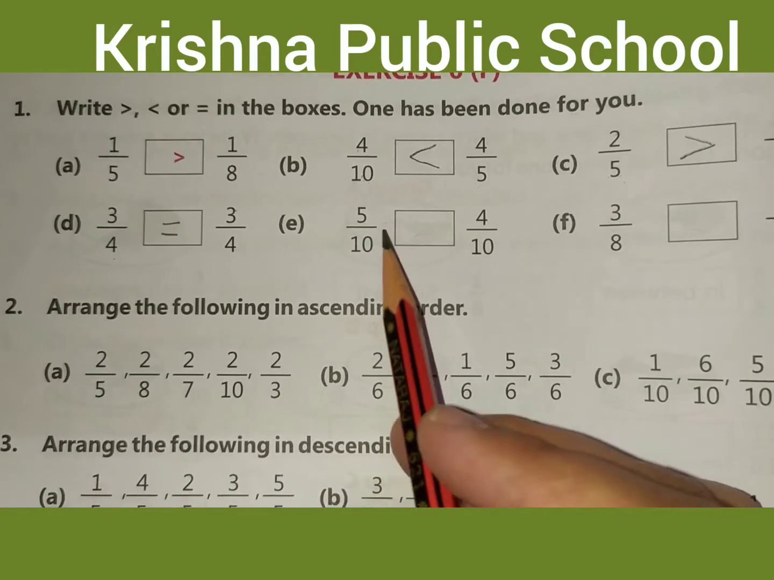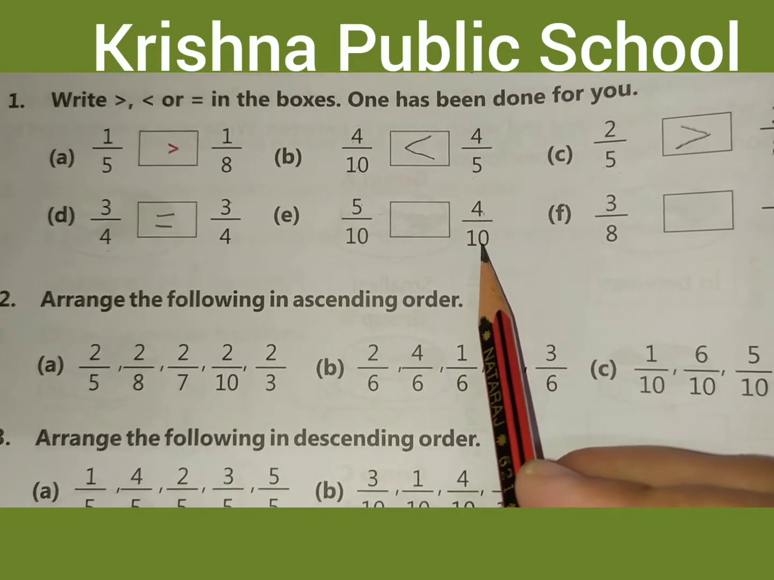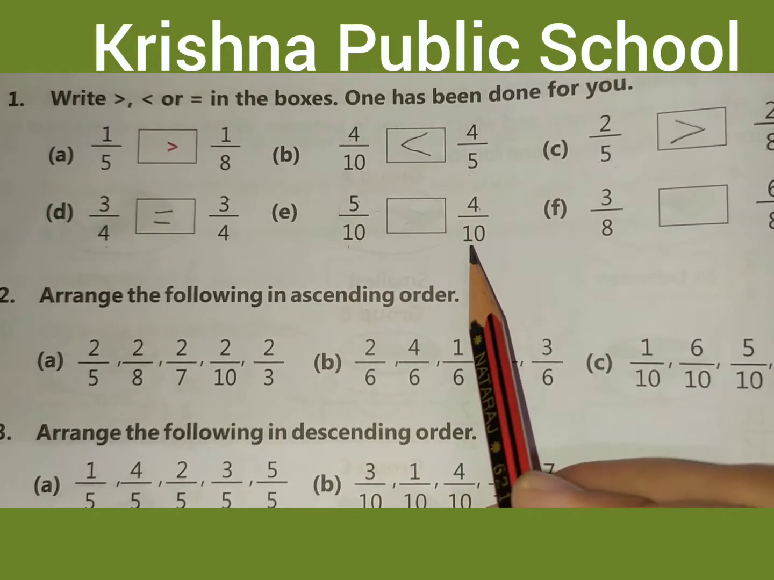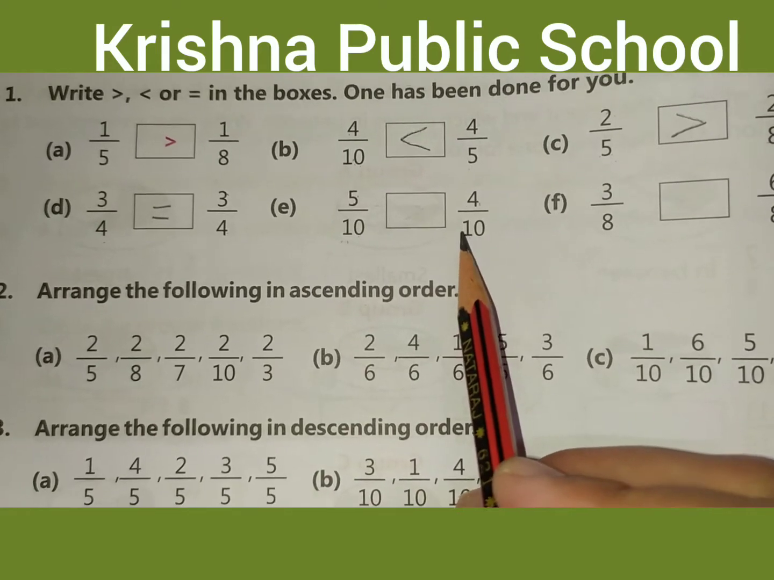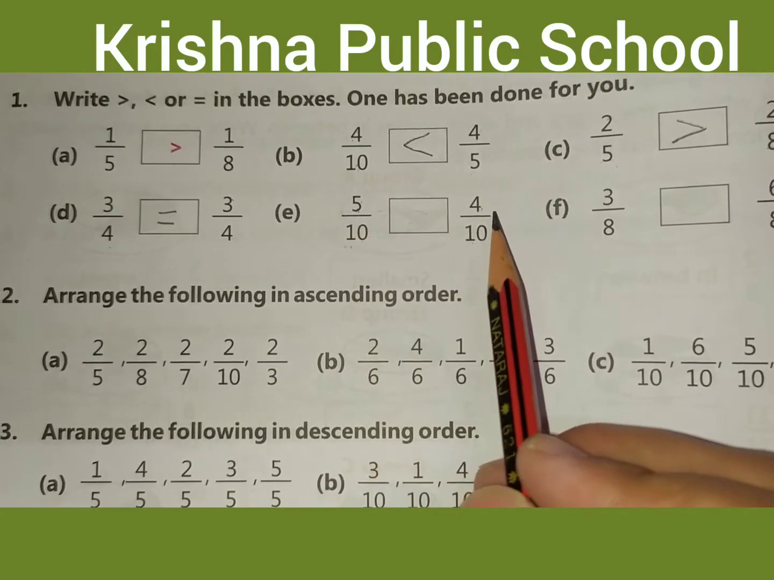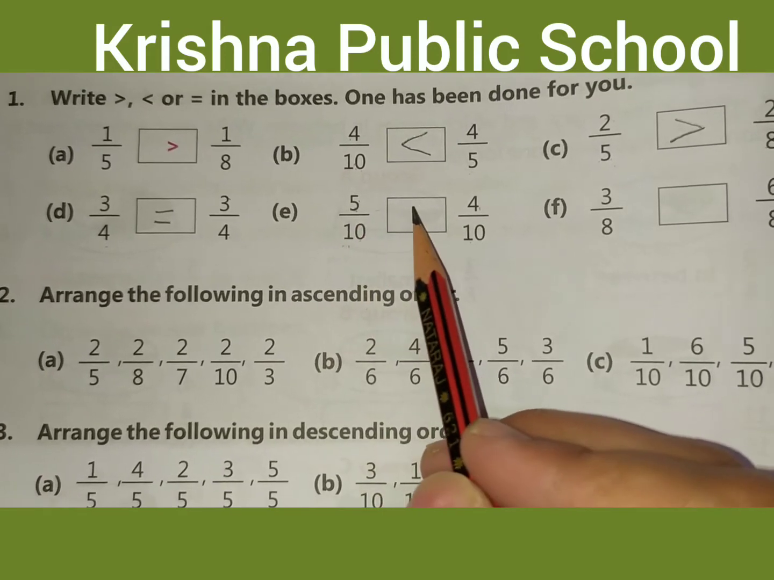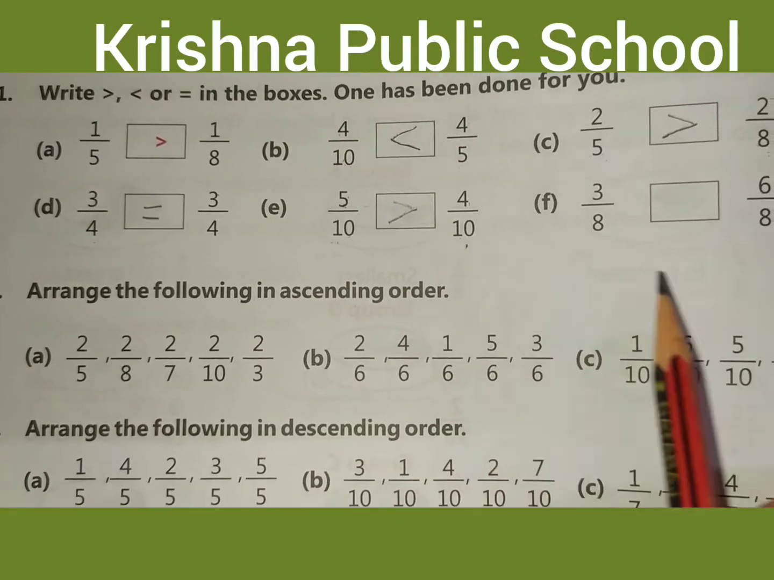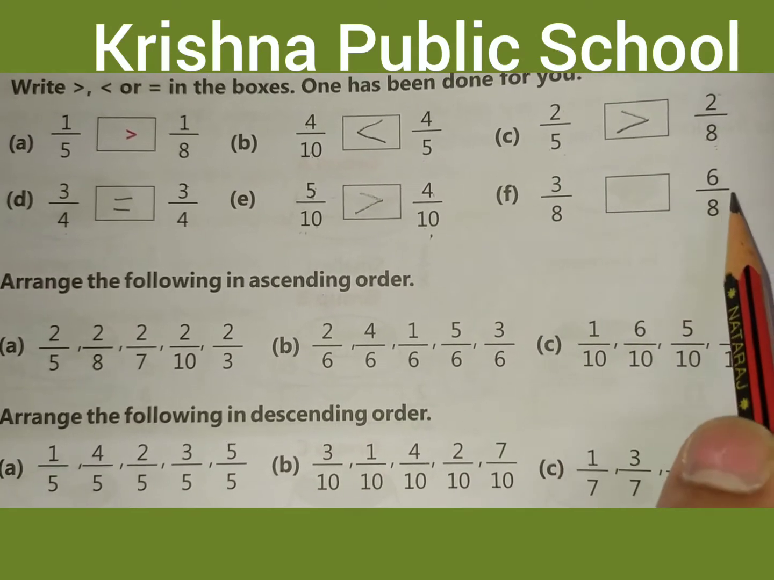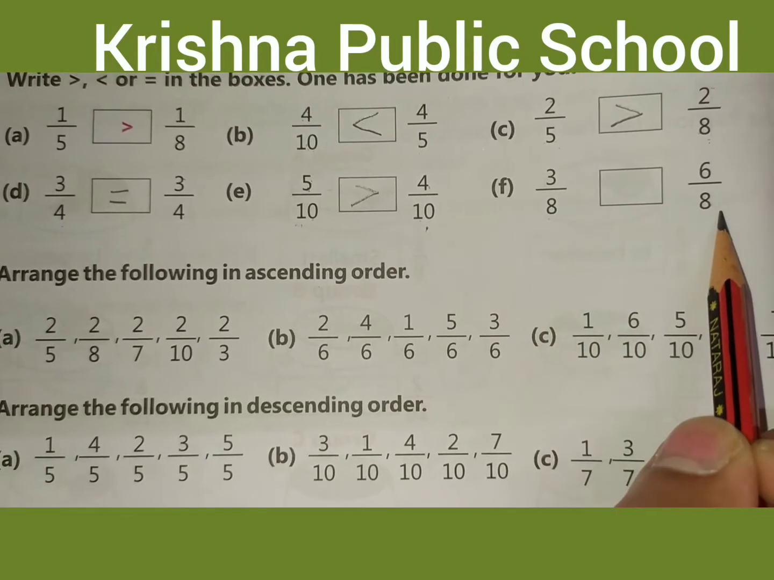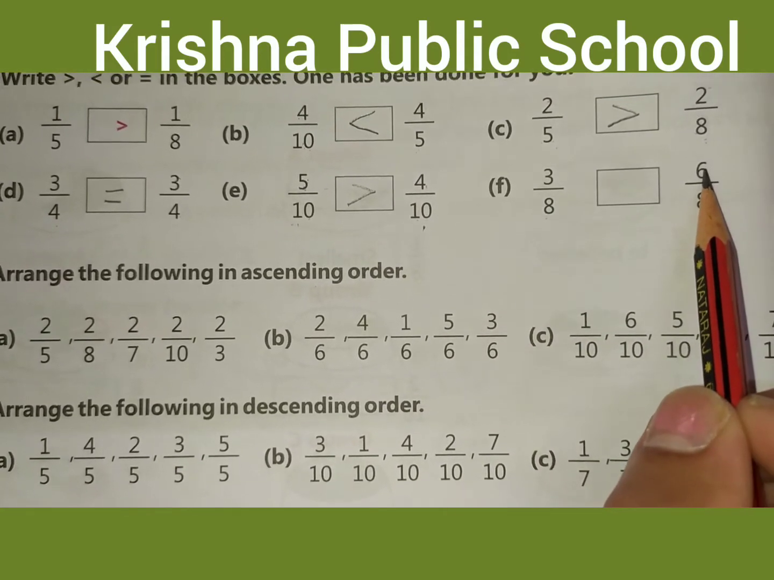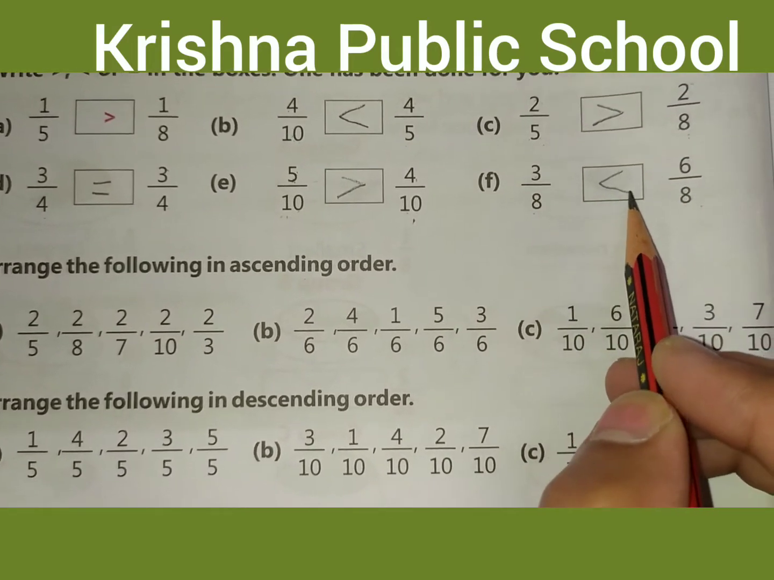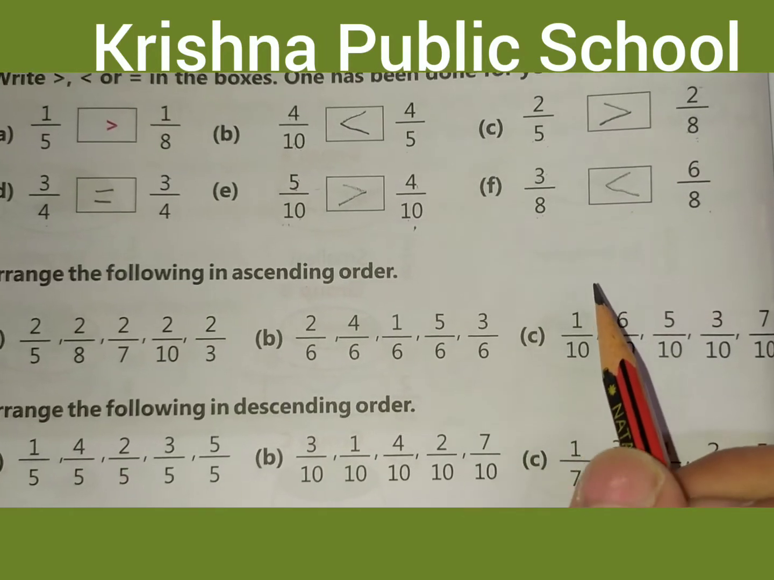Okay children. Next is compare 5 upon 10 and 4 upon 10. 5 and 4 are the numerators. 10 and 10 are the denominators. The denominator is common. Numerator 5 is greater than 4. That is why 5 upon 10 is the greater fraction as compared to 4 upon 10. Okay children, next is compare 3 upon 8 and 6 upon 8. Denominator 8 is common. Numerator 6 is greater than 3. That is why the fraction 6 upon 8 is greater than 3 upon 8. Show the symbol. Okay children.